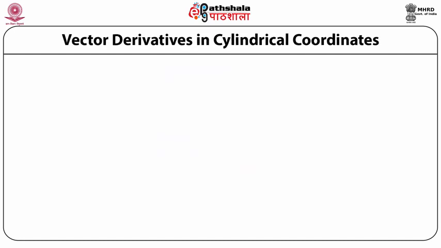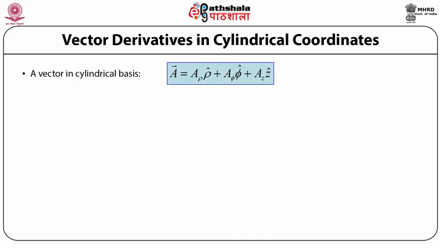Vector derivatives in cylindrical coordinates. Now let us define the vector derivative operations in cylindrical coordinates. So first let us define a vector quantity in cylindrical basis. So the vector A in cylindrical basis is defined as A subscript rho times unit vector rho plus A subscript phi times unit vector phi plus A subscript z times unit vector z.